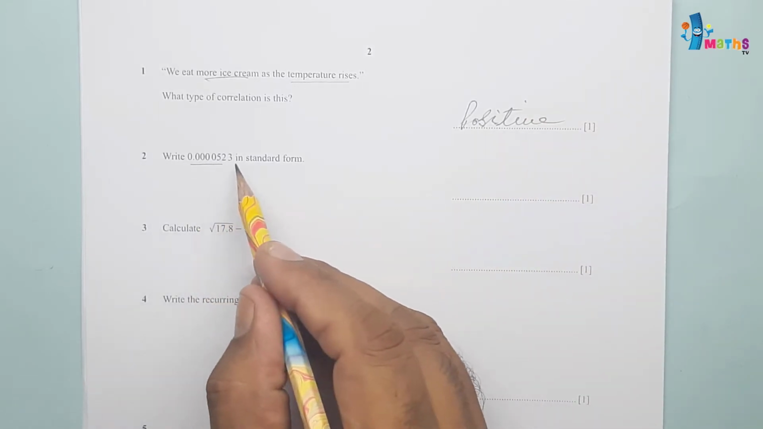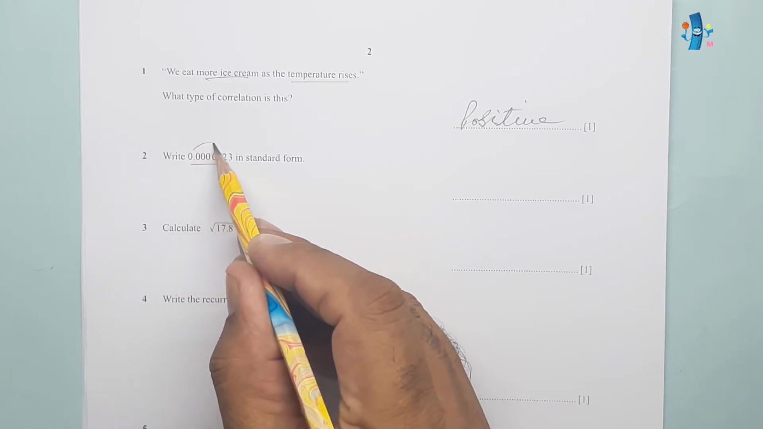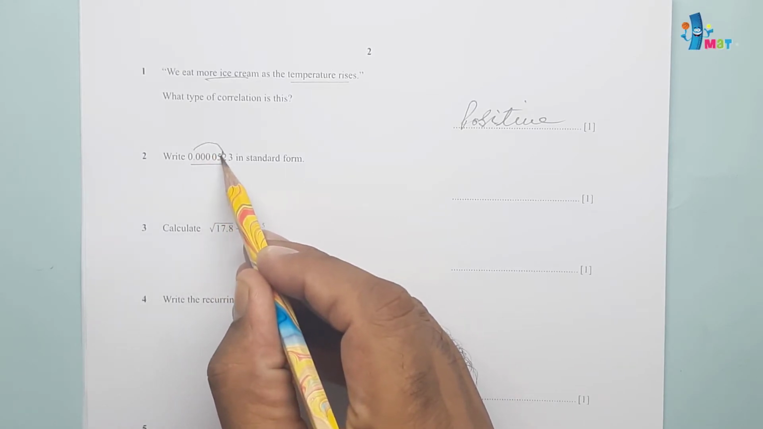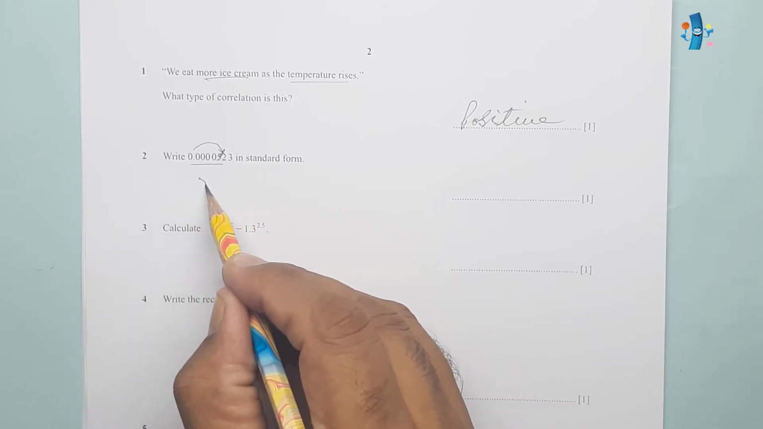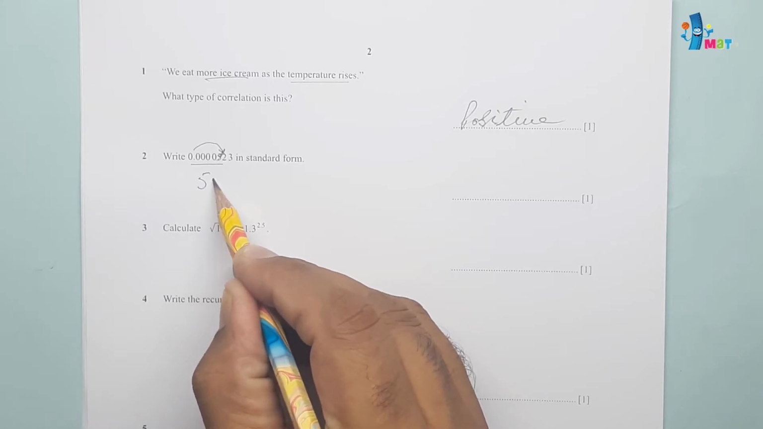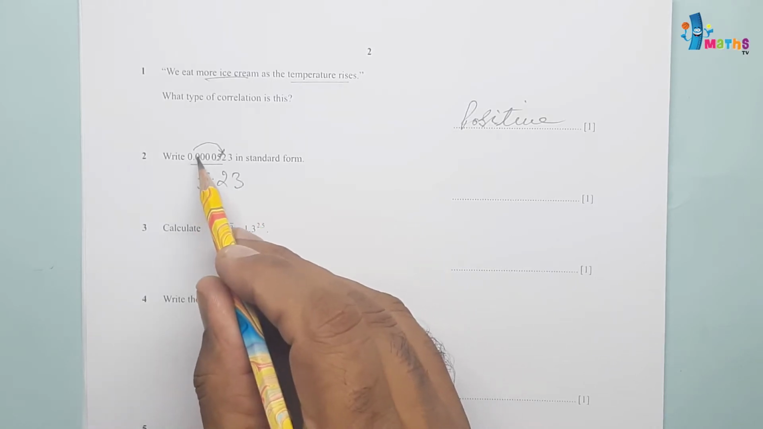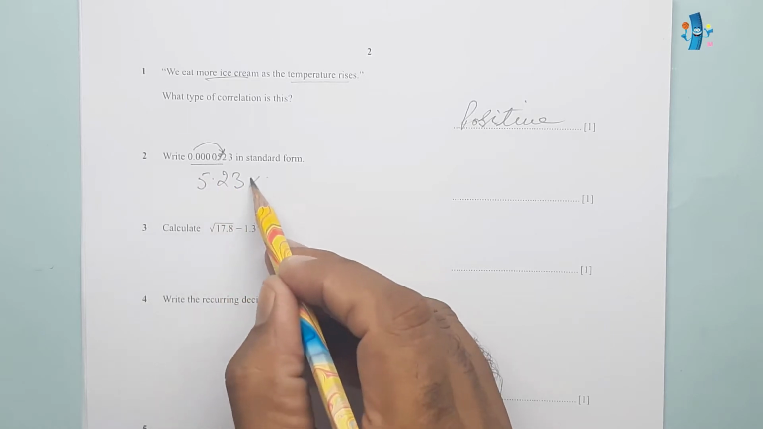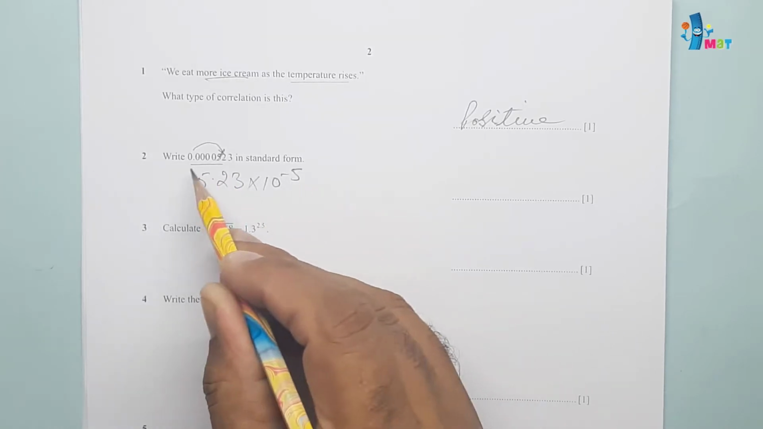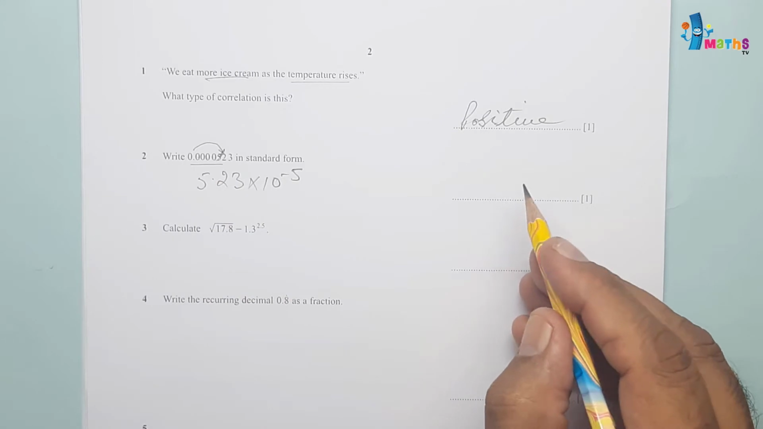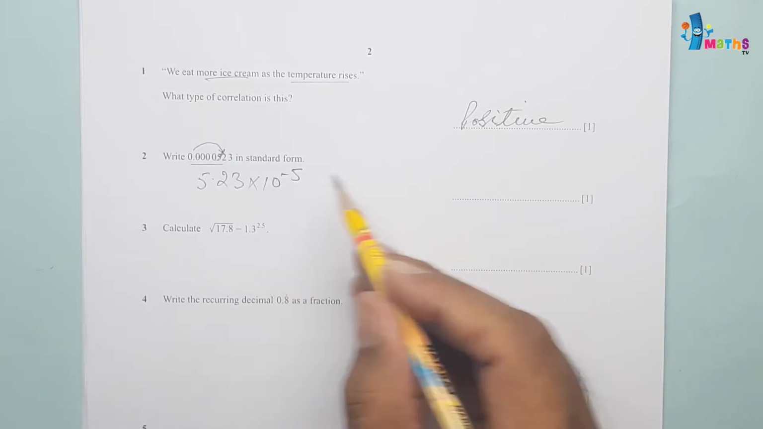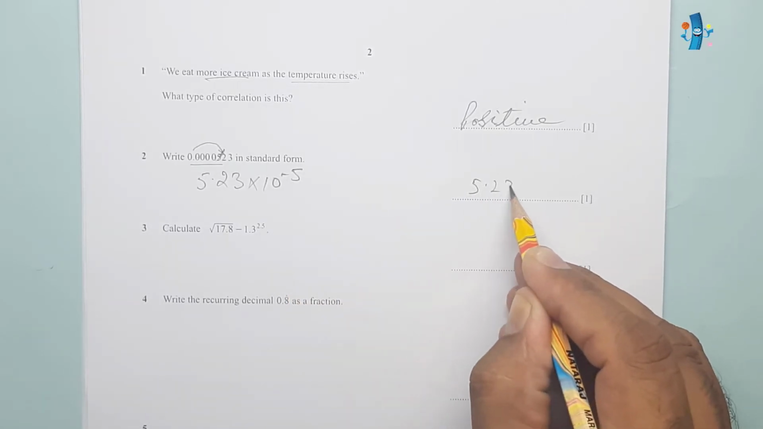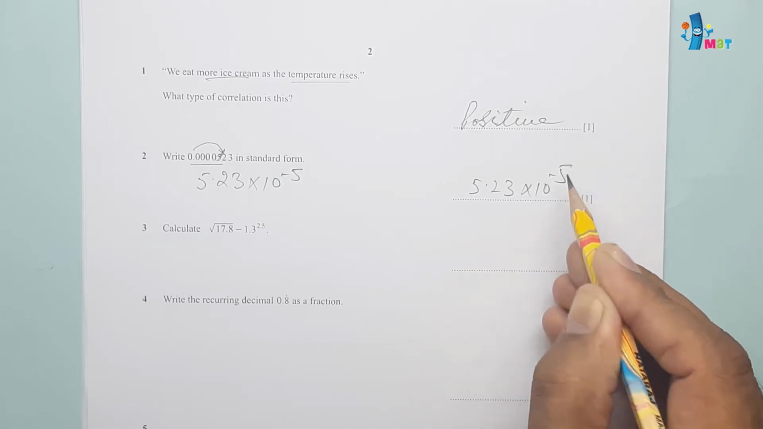Write this number in standard form. So we'll have to shift this decimal after the first non-zero number, in between 5 and 2. So our number in standard form will be 5.23 and this will be 1, 2, 3, 4, 5 jumps. So into 10 raised to the power minus 5 because the jumps are to the right. So we'll write 5.23 into 10 raised to the power minus 5.